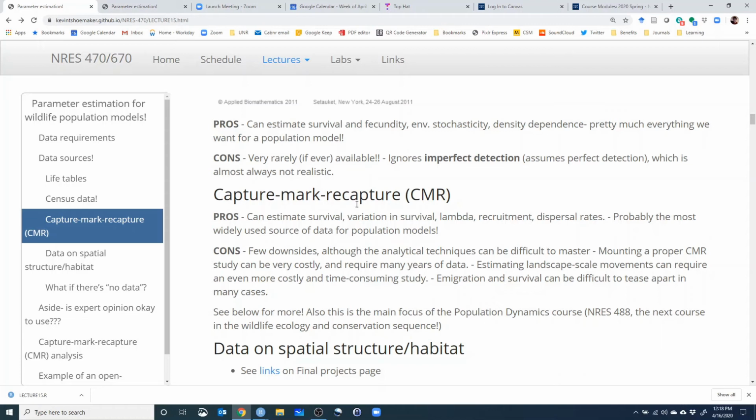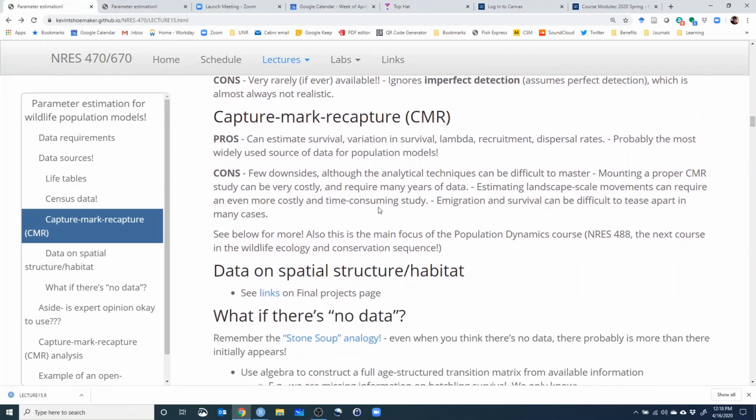So that leads us to the next source of data for parameter estimation, and that is called capture, mark, recapture data. And this is what the optional Lab 7 is all about, and a lot of NRES 488 is devoted to analyzing capture, mark, recapture data. Why is this topic so important for wildlife ecology? Well, it's realistic. We can get this kind of data.